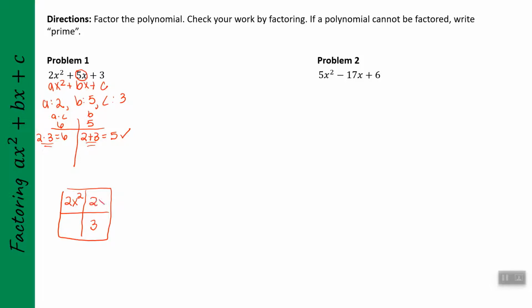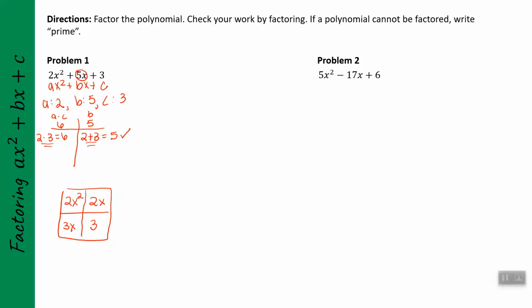So I'm going to write 2x and 3x. It doesn't matter. We could flip-flop the 2x and the 3x, and what we write on the sides might look a little different, but our factors should be exactly the same.